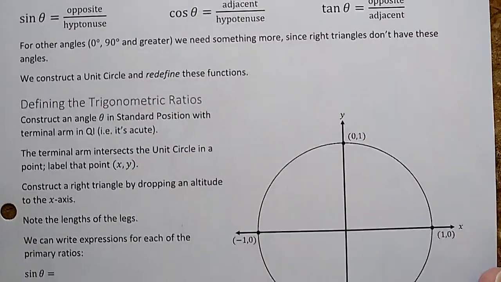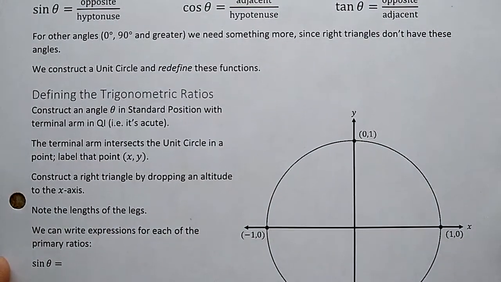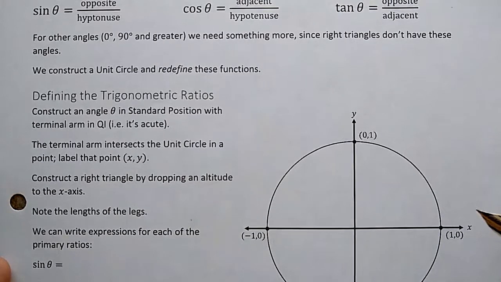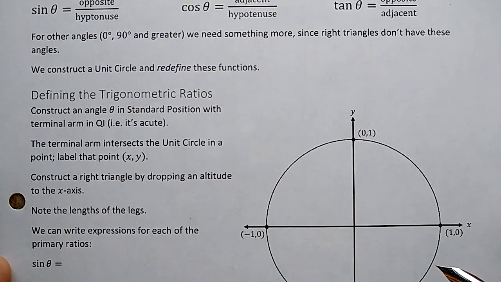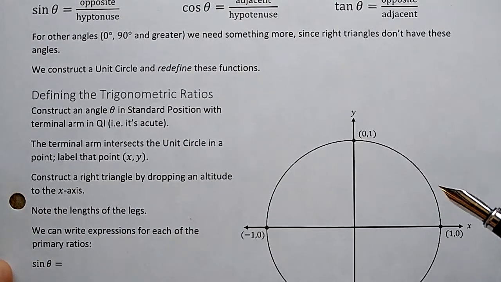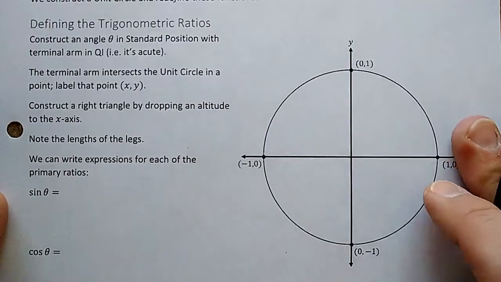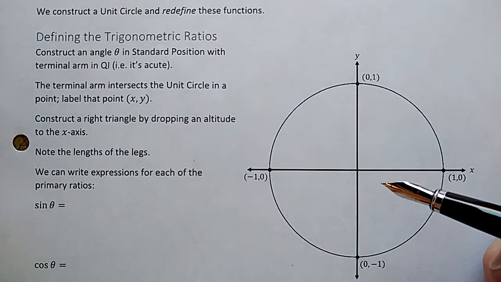Instead, we're going to use what's called the unit circle, and we're going to redefine these functions. We're going to use angles in standard position, and this strategy will work for any angle, even very large ones like 1,000 degrees, or very, very small ones like negative 20 degrees. So grab this page and let's start working over here on the unit circle to define these.